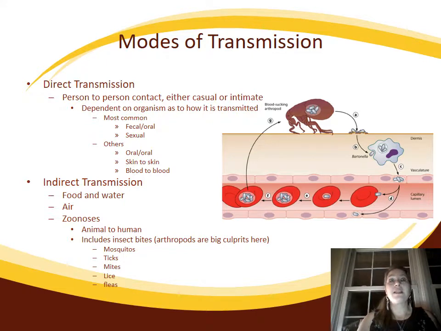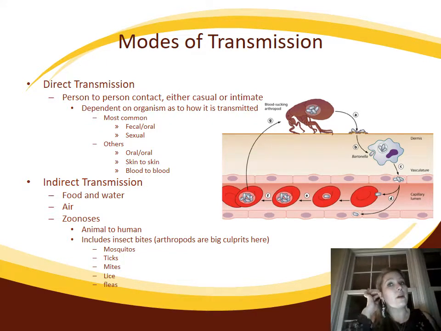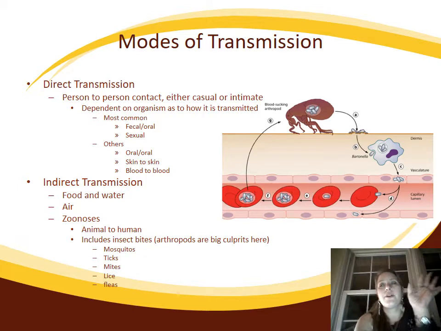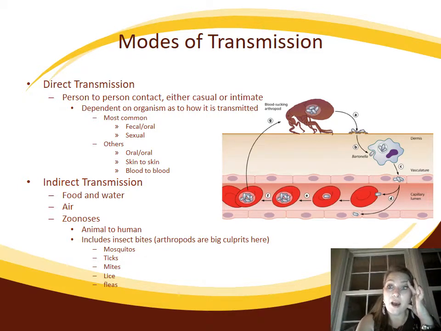The organism itself is going to determine how that particular transmission takes place. So the most common ways of direct transmission are going to be sexual transmission or fecal-oral transmission. And I know what you're thinking. You're like, how is fecal-oral going to be one of the most common modes of transmission? Holy cow, who's walking around eating poop? That's not what's happening here.